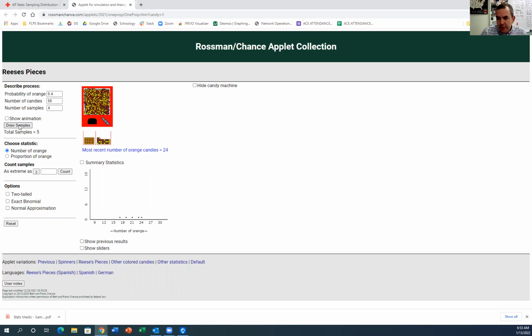If we look down here at the bottom, I ended up getting a 17. I ended up getting a 21. I ended up getting a 23, and I ended up getting a 24.